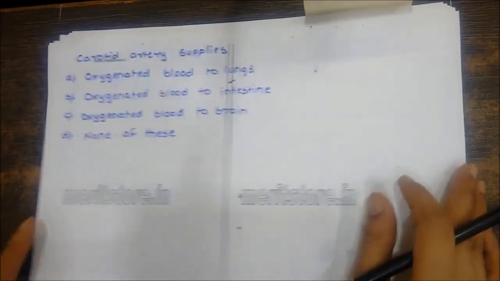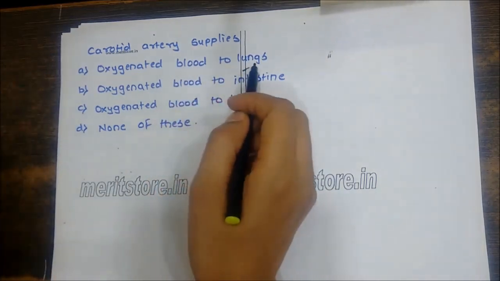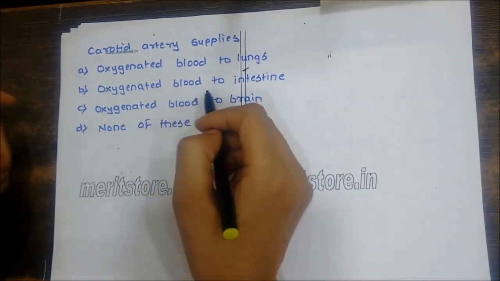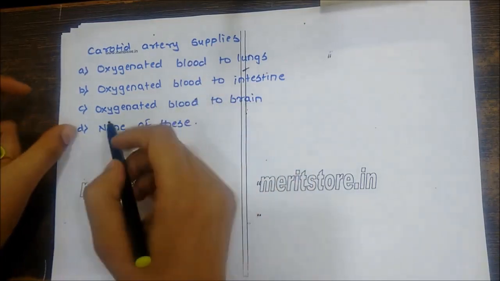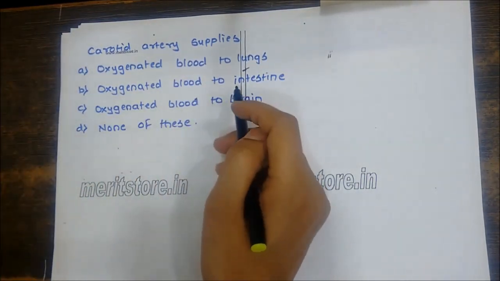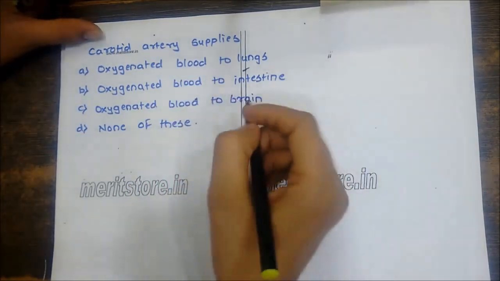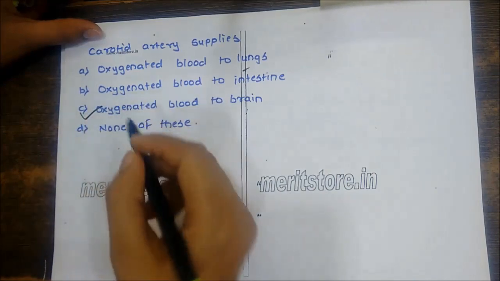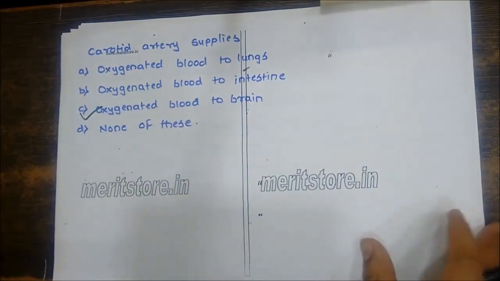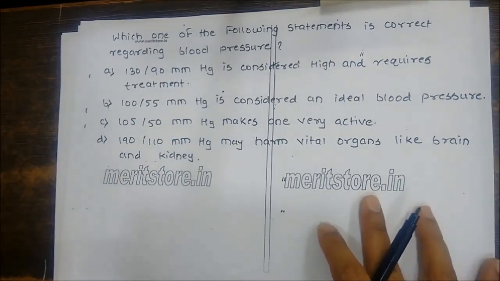A. Carotid artery supplies: A. Oxygenated blood to lungs, B. Oxygenated blood to intestine, C. Oxygenated blood to brain, D. None of these. The carotid artery supplies the oxygenated blood to the brain, so the answer is C.